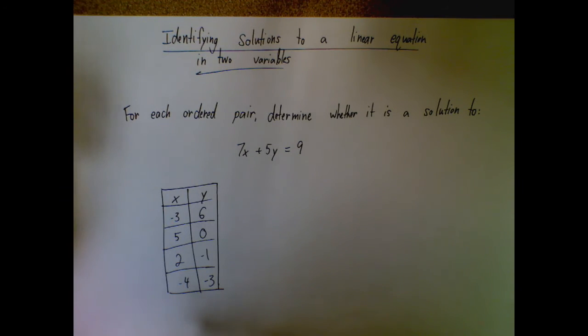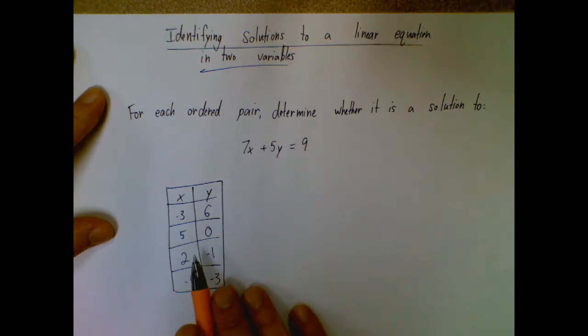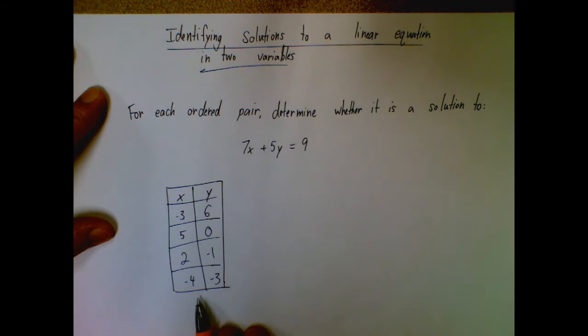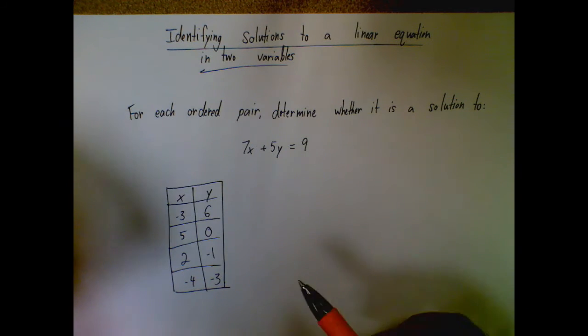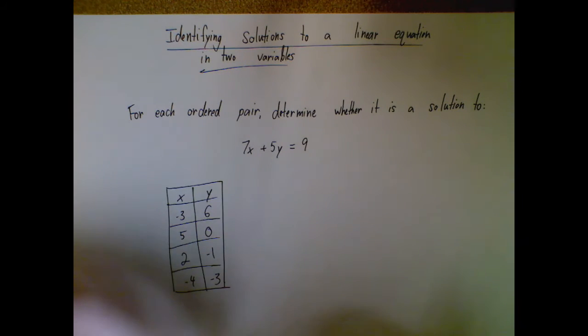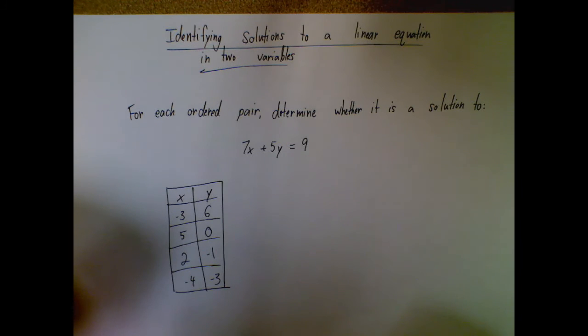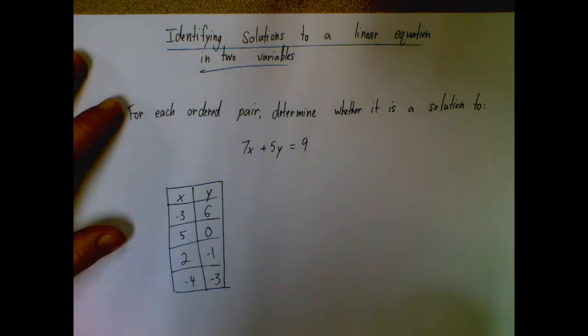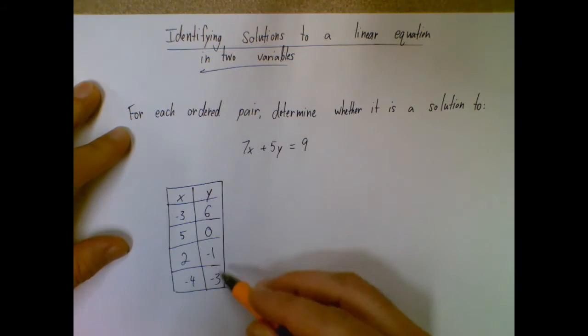Today we're going to be looking at the ALEKS topic, identifying solutions to a linear equation in two variables. What that means is, just like this, we're going to have an equation with two variables, and they're going to give us set amounts of points. What we're going to attempt to do is figure out whether each of those points is a solution or not. If I plug both the x and the y coordinates of the points in, then I will get a true statement as opposed to a false one. So I'm going to basically do the same process 4 times because I have 4 points.